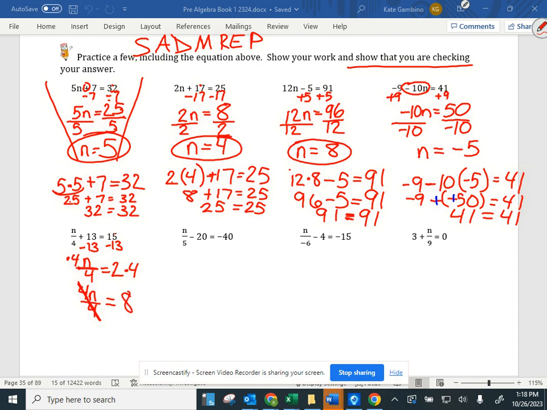8. So let's see if our answer is 8. We have 8 divided by 4 plus 13 equals 15. So 8 divided by 4 is 2 plus 13 equals 15. Yes, 2 plus 13 is 15. So final answer, n equals 8.